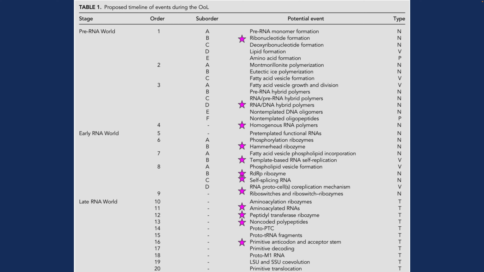As we go on through here into the early RNA world, we had the emergence of ribozymes, which are basically oligonucleotides that are capable of catalyzing reactions. And it gets, of course, as you can see, more and more complex.